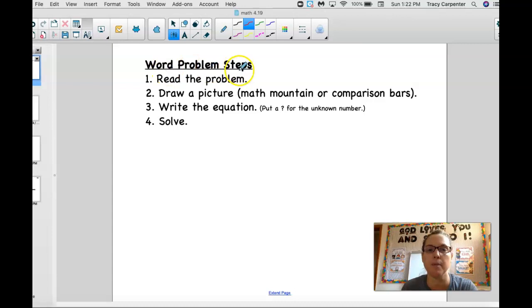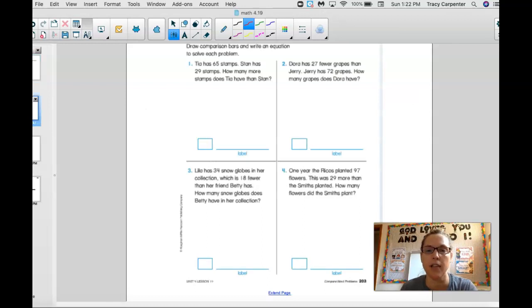First, we read the problem. Second, we draw a picture, but this time instead of drawing a math mountain, we're going to draw comparison bars. Third, write the equation, put a question mark for the unknown number. And then fourth, solve the problem. So we'll do the first 2 together, and then you will have some practice problems to solve by yourself.